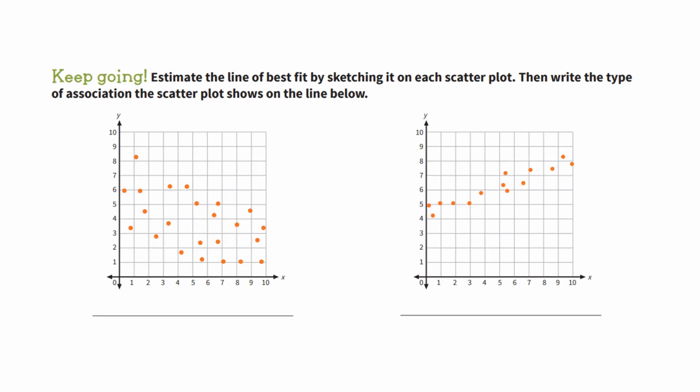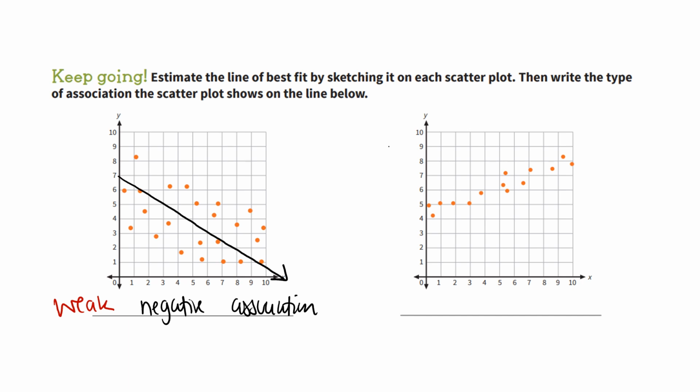Estimate the line of best fit by sketching it on each scatter plot, then write the type of association the scatter plot shows on the line below. For that next problem, drawing our line through the middle of the data points shows it going in a downward pattern, so that would be a negative association. The points are far away from the line itself, which means it is a weak negative association.